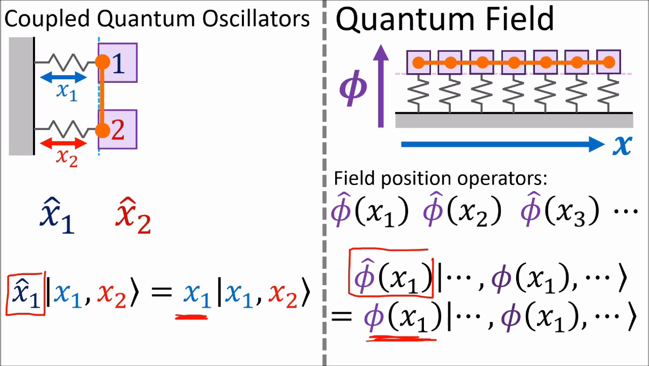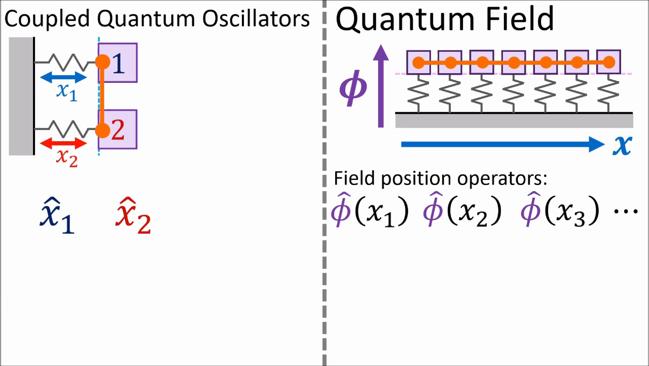So with the coupled oscillators, the x's are the dynamical variables we measure, and the oscillators are labeled by a subscript number. But for quantum fields, the phi's are the dynamical variables that we measure, and the oscillators are labeled by a continuous x parameter. So in quantum fields, x is no longer a dynamical variable we measure. x is just a label for identifying a position in a field.